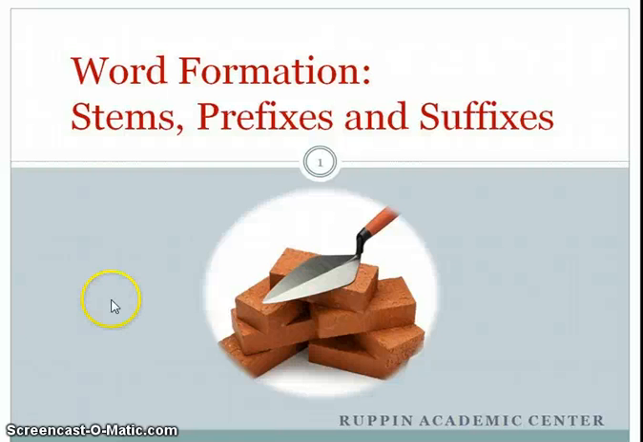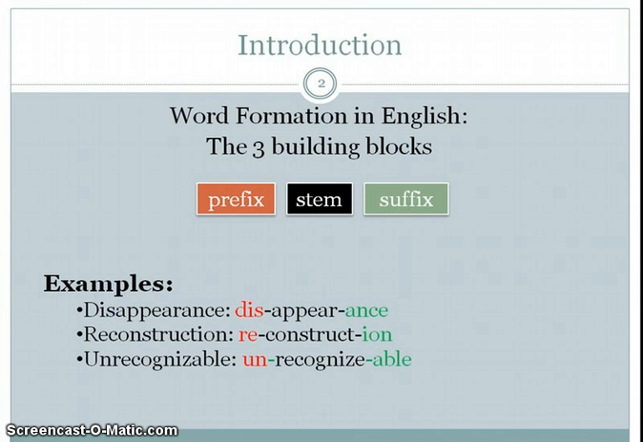Hi everyone. Today we're going to be looking at word formation. Words are made up of stems, prefixes, and suffixes. And today we're going to be learning how stems, prefixes, and suffixes can help you expand your knowledge of words and use them to understand unfamiliar words. We're going to be looking at what a prefix, stem, and suffix is.